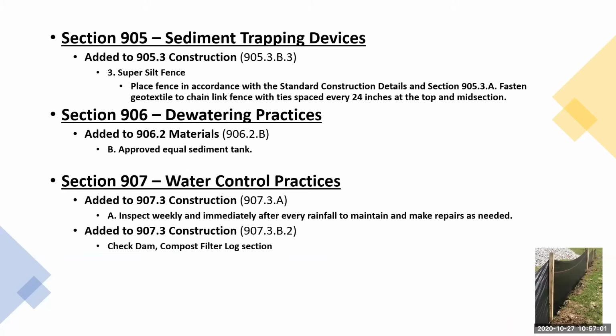Under section 905, sediment trapping devices, we have a new item here. We've always had silt fence and reinforced silt fence. Then we have super silt fence, which is complete with chain link fence. No cape, just chain link fence. 906, under dewatering practices, we added in there an approved equal sediment tank in addition to a portable sediment tank. And under 907, water control practices, and this is consistent throughout here, but just to outline that we inspect weekly and immediately after every rainfall to make repairs as needed.